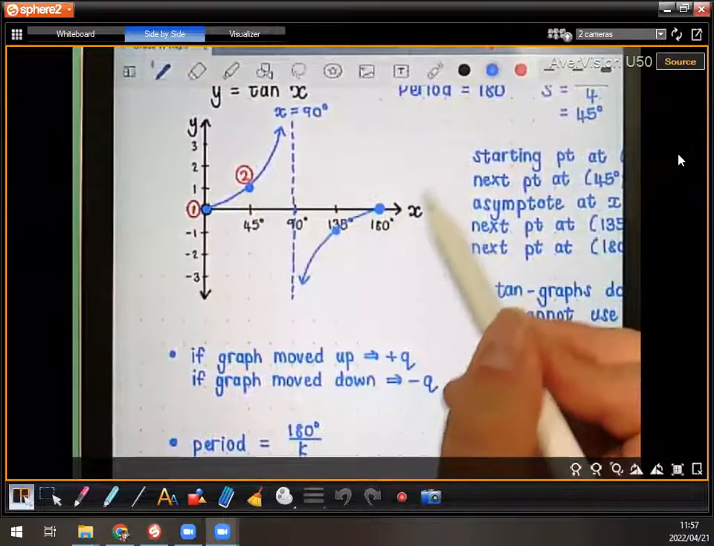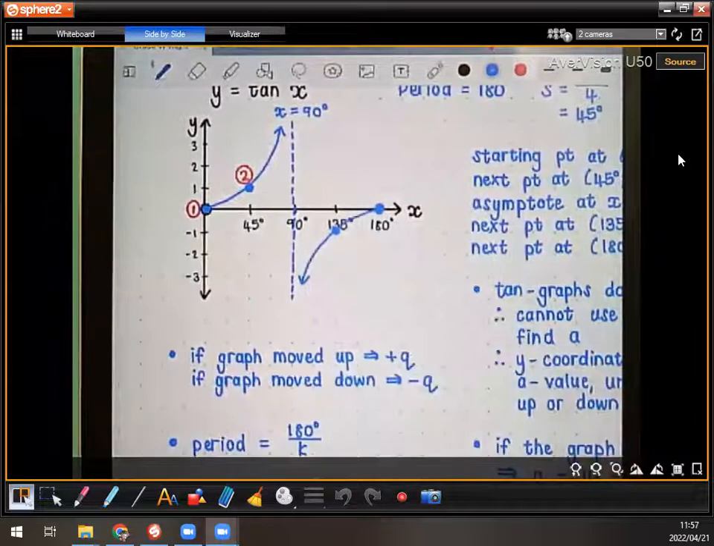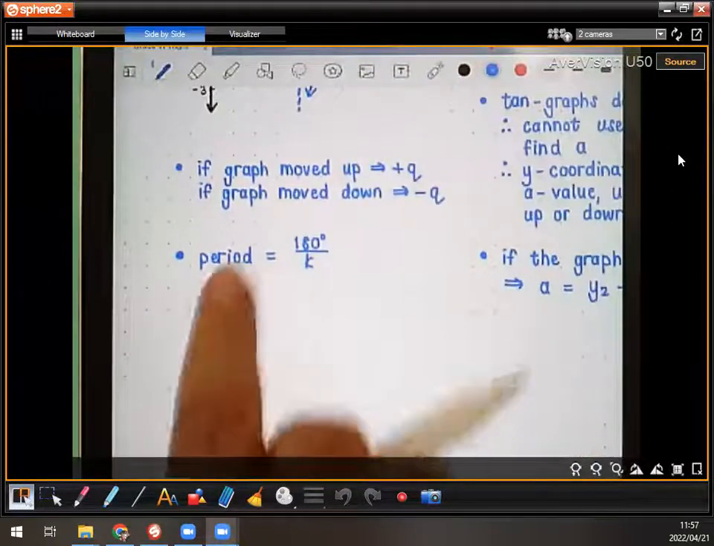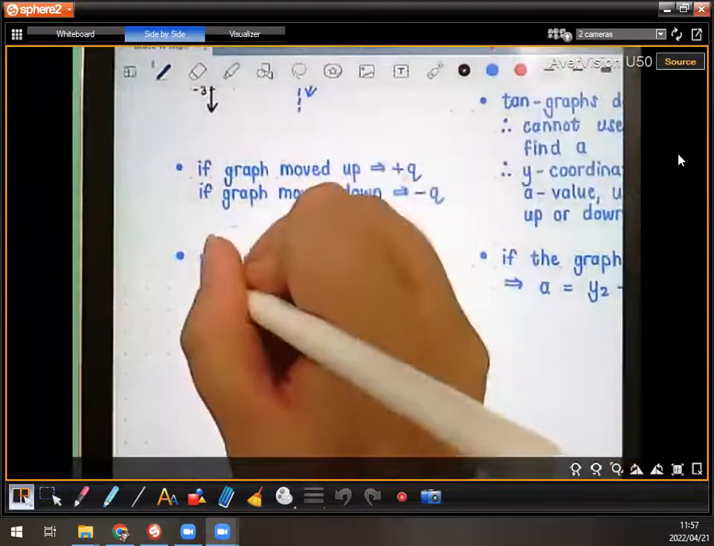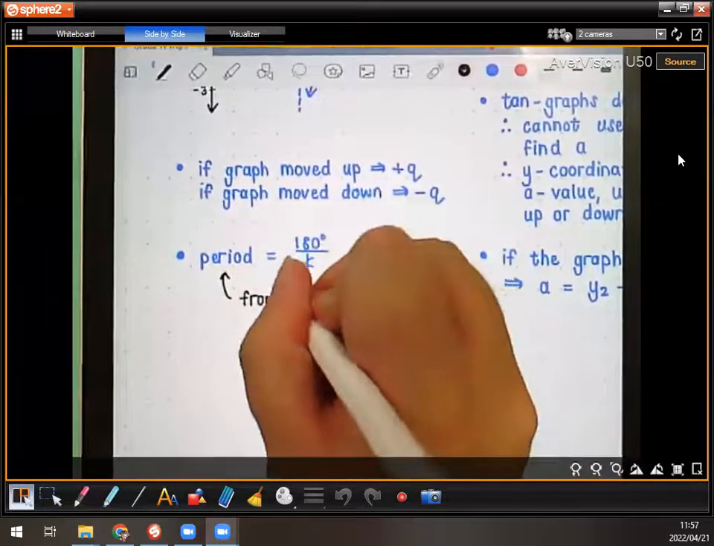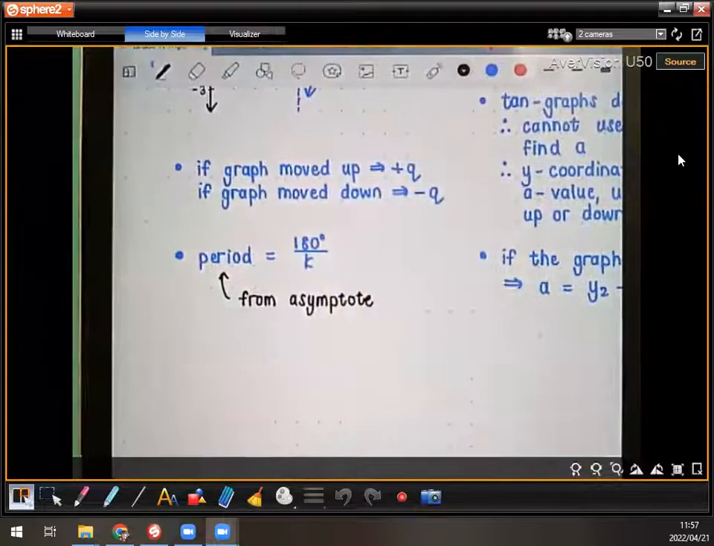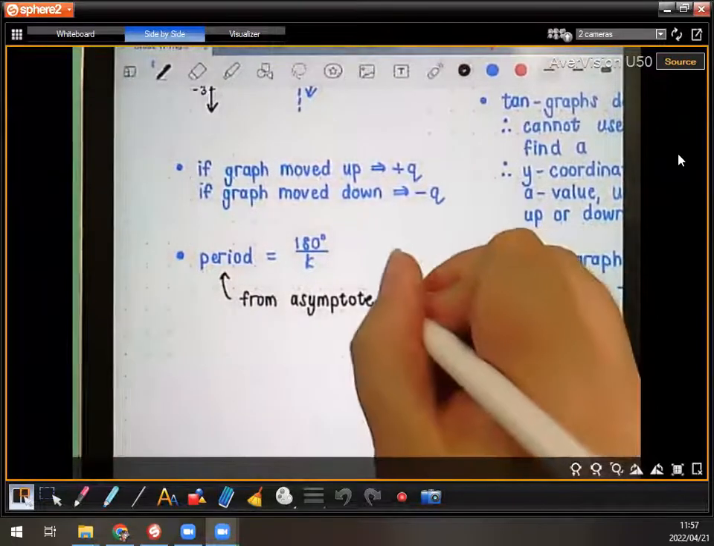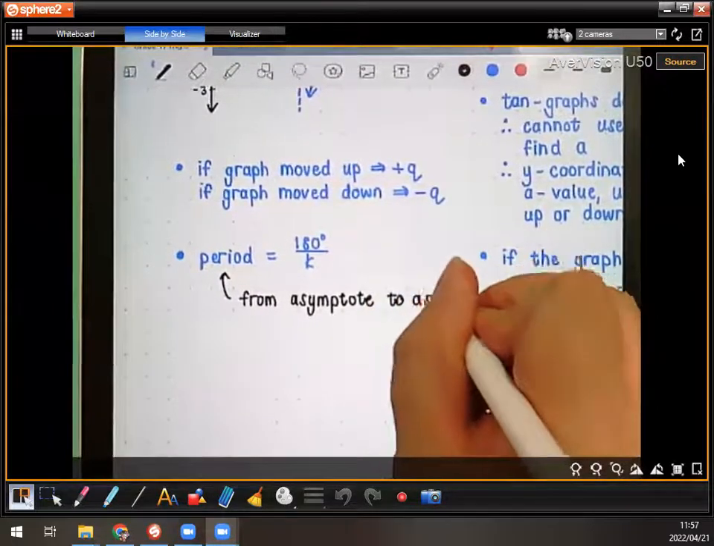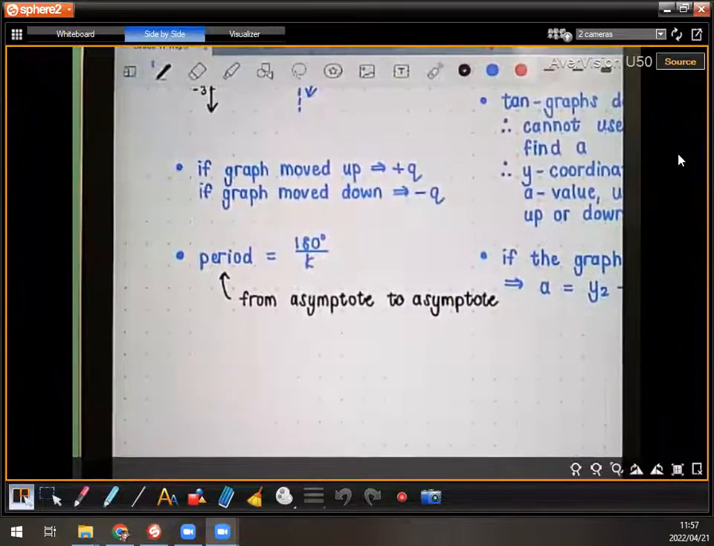Or maybe if they drew the next one point here, you would say from 1 to 1, that's 180. From -1 to -1, that's 180. From asymptote to asymptote, that's 180. That's the period. For the tan graph, it's a bit easier to see the period, I think, than for the others. So I'm just going to write here: from asymptote to asymptote. If you have two asymptotes, you can just see what's the distance between the two, and that will be your period. That's normally the easiest way to see for a tan graph, but they don't always give you two asymptotes. So that would be one option.